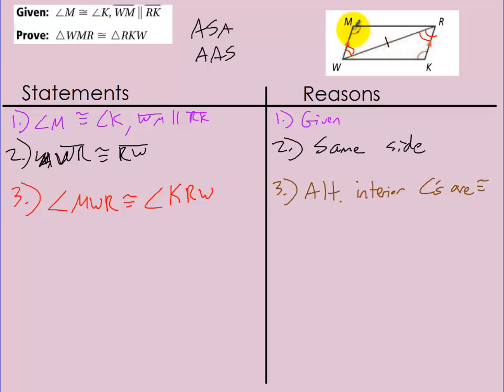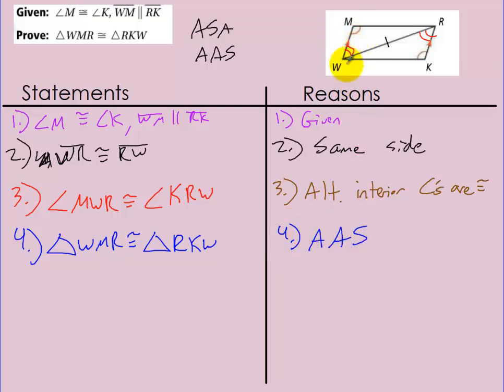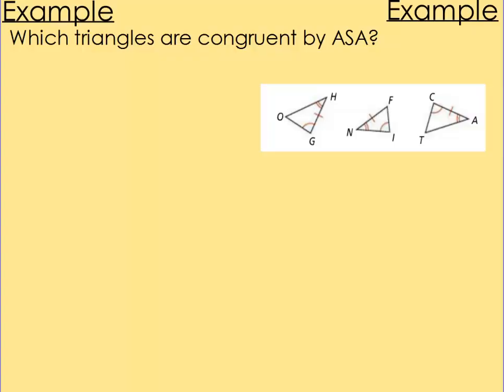So the next thing, I got angle, angle, and a side. And I got angle, angle, and a side. So we can say that triangle WMR is congruent with triangle RKW. Why can we say that? Because angle, angle, side. Boom. Try some examples. So pause the video.